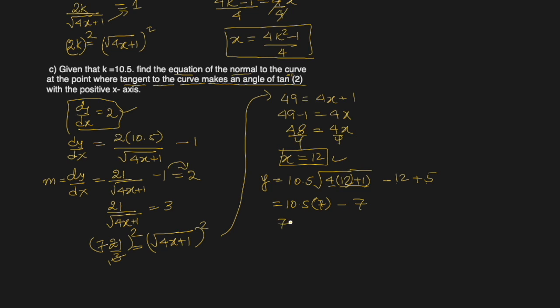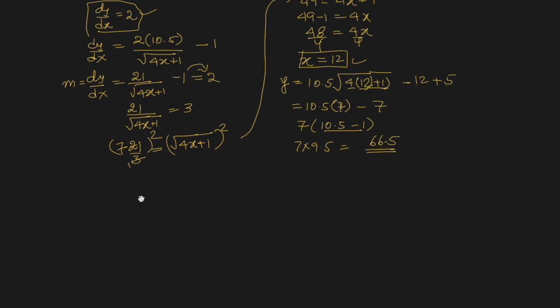So let's take 7 common, so it will be 10.5 minus 1, 9.5 times 7. So that will be how much? 63 plus 3.5, 66.5. This is the y coordinate, and now we can find the equation of the normal.